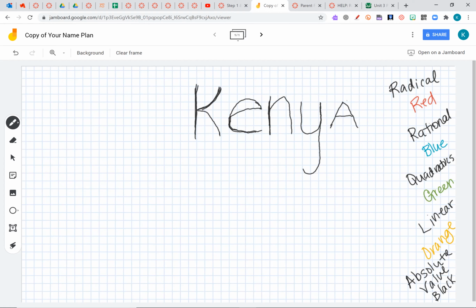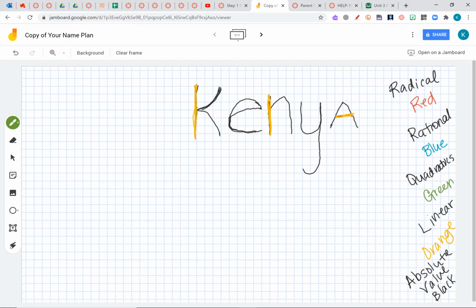Okay. So my vertical lines, right? So my linear equations are orange. So let me go ahead and mark those. So orange, right? That's definitely orange. Okay, there goes my equations there.